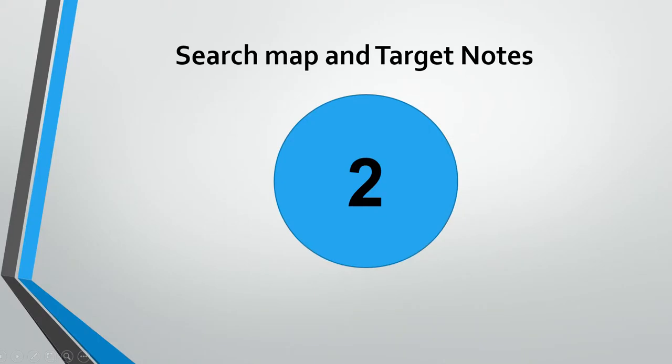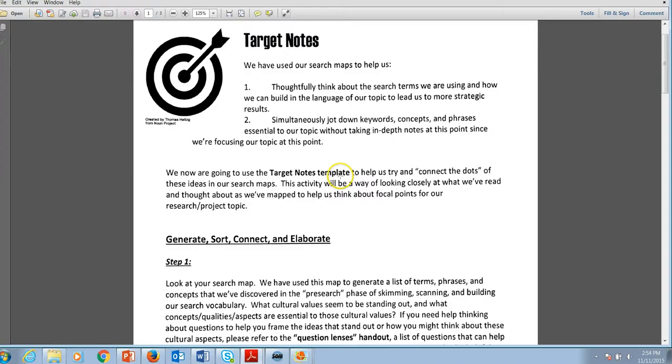All right, so we talked about a physical sort of mapping of subtopics using post-it notes, note cards, or just freehanding that. A second strategy is to take your search map and/or notes and to use a template called target notes. So let's take a look at how that would work.